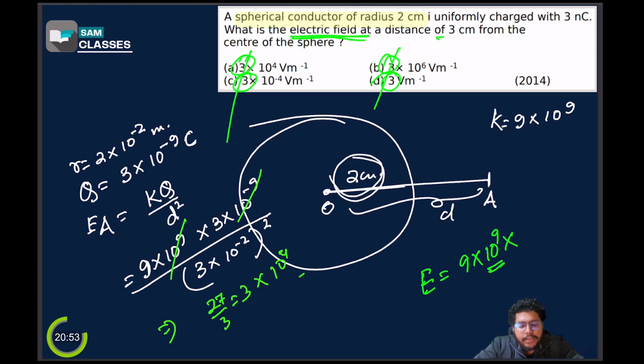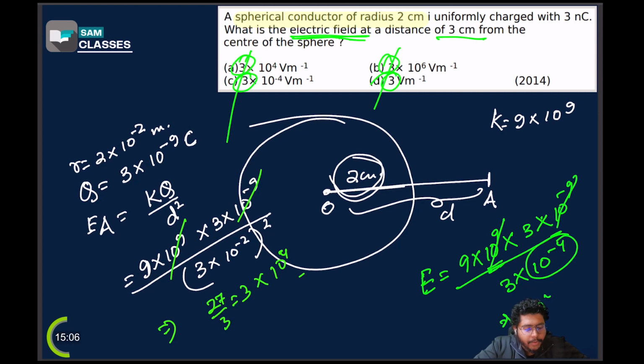And what about the distance? 3 centimeters. And what about the charge? 3 nanocoulomb, 3 into 10 power minus 9. And the distance, 3 into 10 power minus 2. So forget about the values, just cancel and find the power. It should be 10 power 4. Any value with 10 power 4 should be the answer. That's it. Clear? So you should solve it like this.